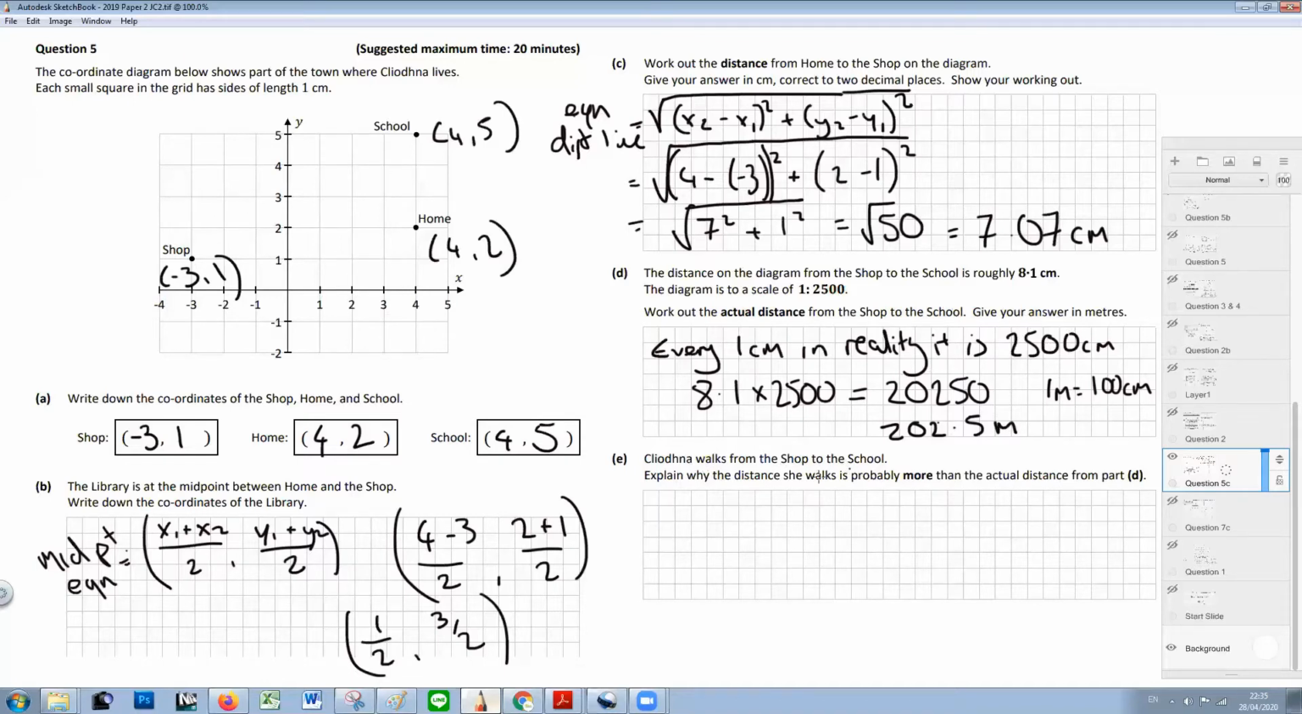Clodagh walks from school to the shop. Explain why the distance she walks is probably more than the actual distance from school to the shop. Well, she would have to make turns.